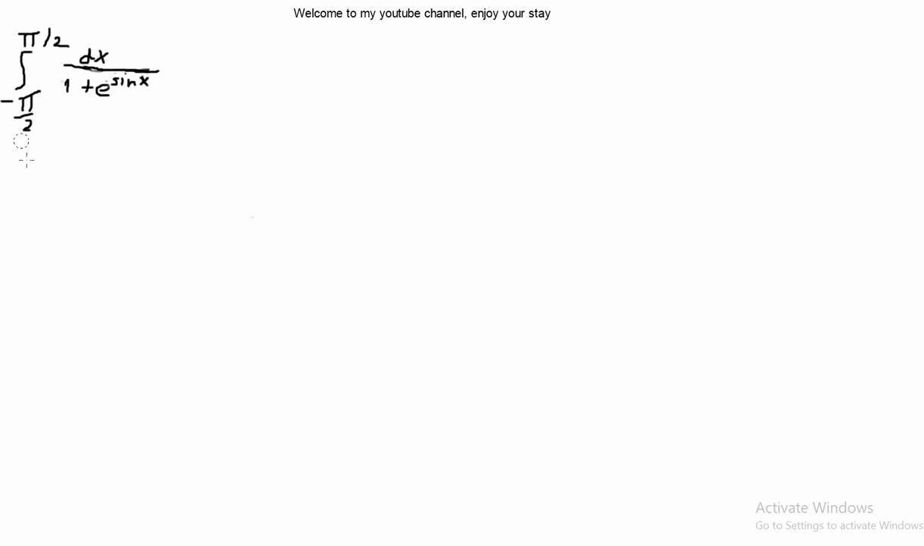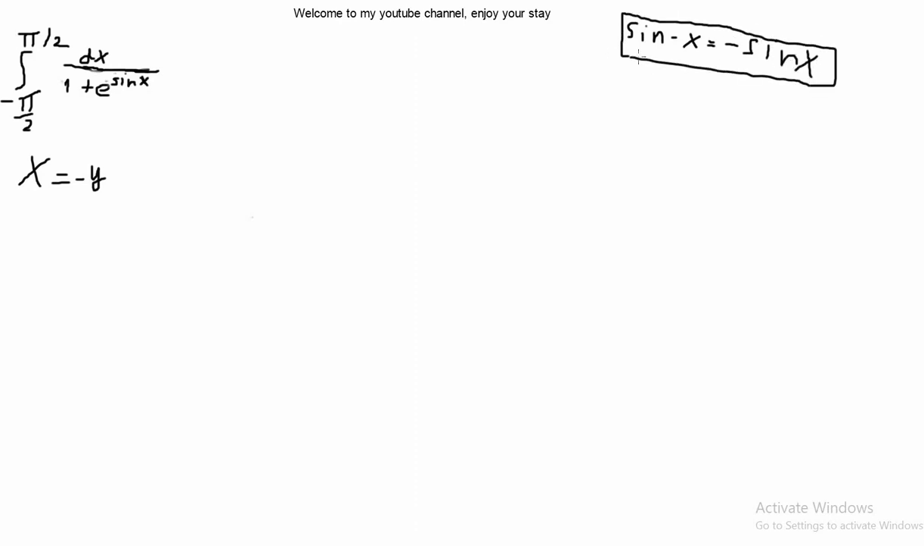So it wouldn't hurt if we invented, for example, a substitution x equals minus y. If you ask why we should do this, it is because sine of x is an odd function, so maybe something will happen. What does it mean for sine of x to be an odd function? It means that sine of minus x is equal to minus sine of x. Okay, this is why we are doing this.